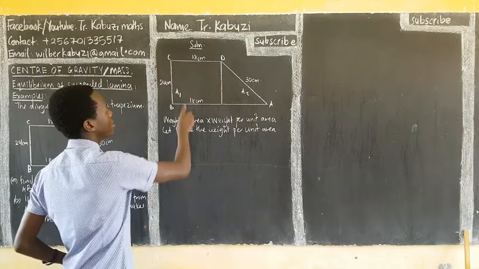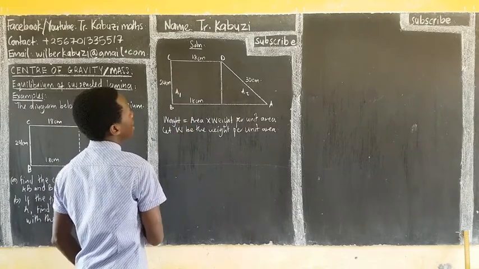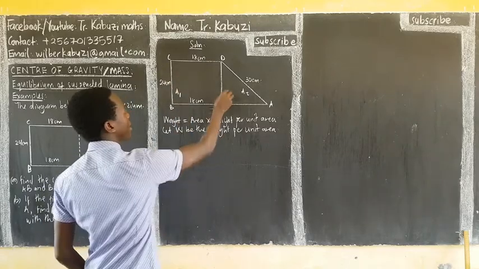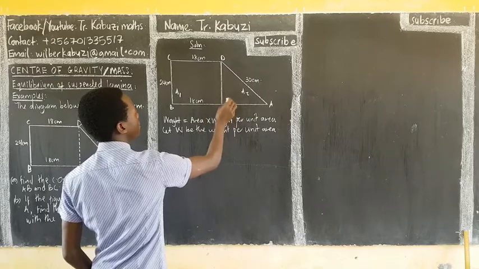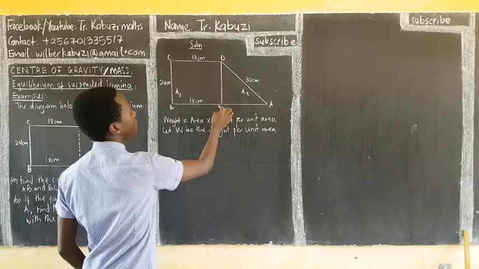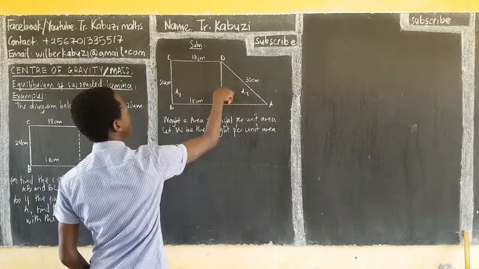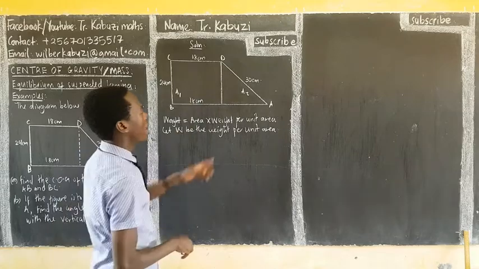So now I can get the area of this because I have the length and I have the width. But this one is harder, because for a triangle we use half base times height. I don't have the base, I have the height, because from here to here is the same. So how do we get the base?